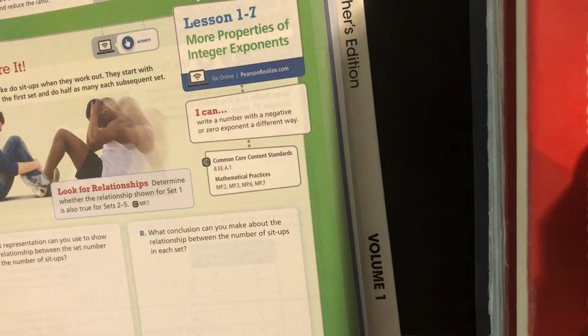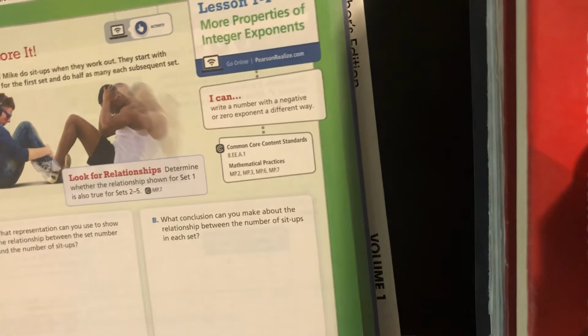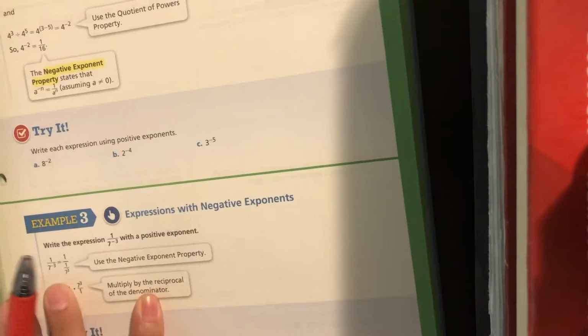You're going to be writing numbers with negative or zero exponents, and you're going to do it in different ways in today's lesson. Lesson is 1-7. It's on page 485. Page 485 is where it starts. You can actually turn it and open up to page 486.